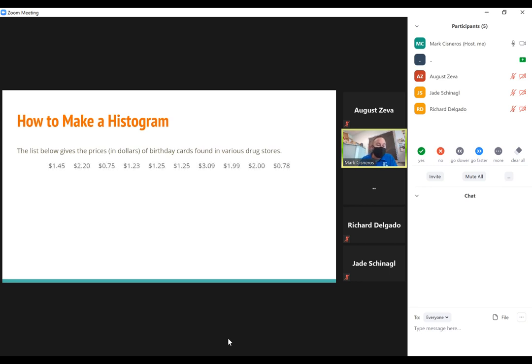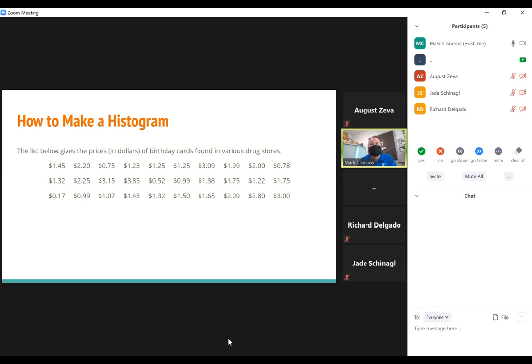Imagine if you had all these birthday cards, and these are the prices of the different birthday cards. If you ever bought a card for your mom or dad or whatever, you buy the really cheap ones, or you buy the ones that make noise and sing to you. You buy funny ones, I always get the funny ones.